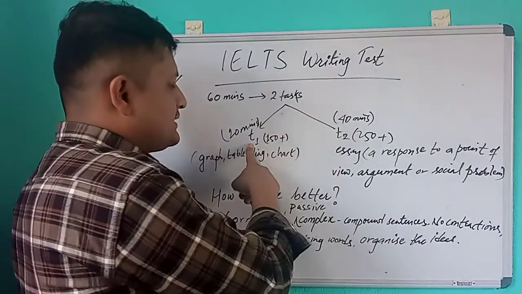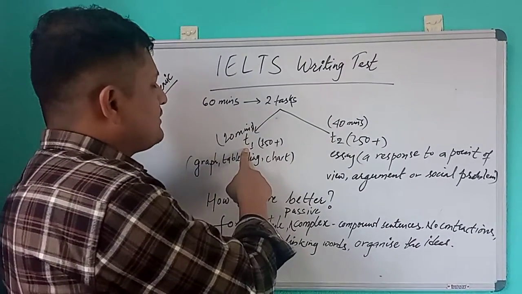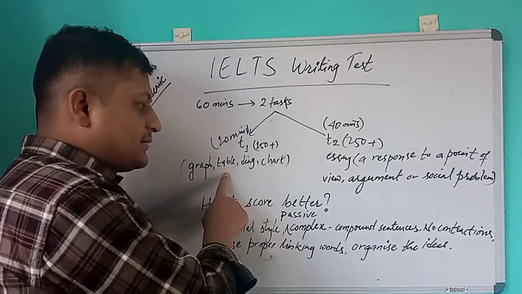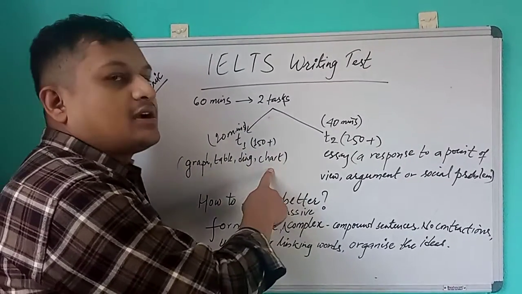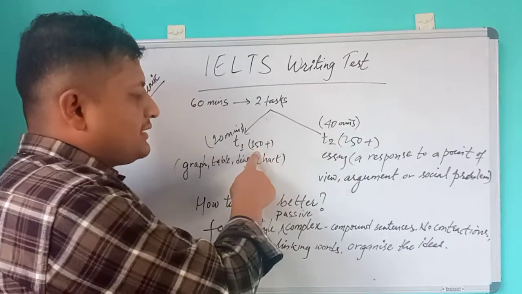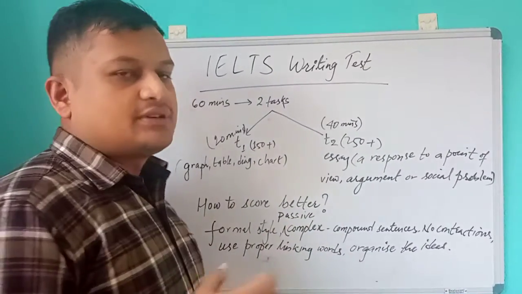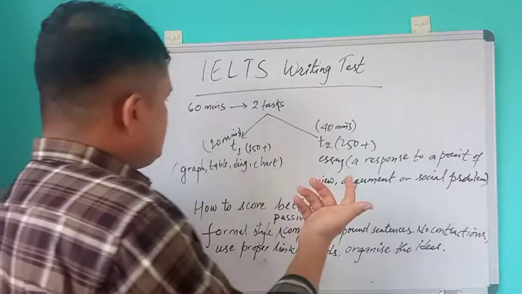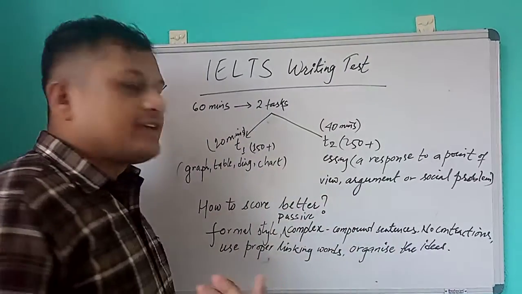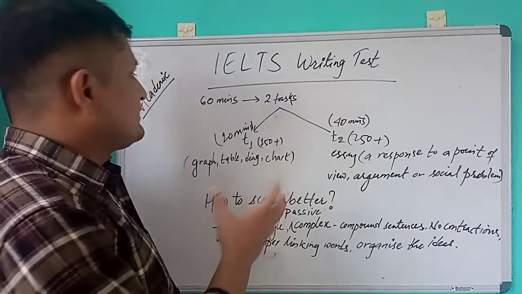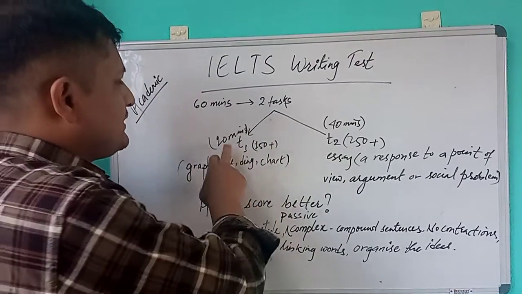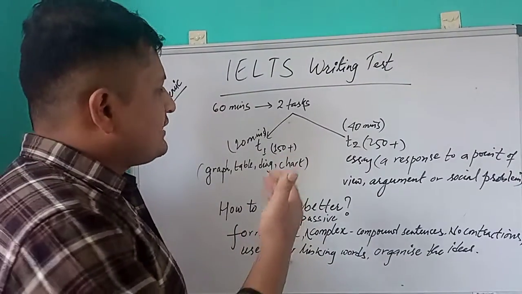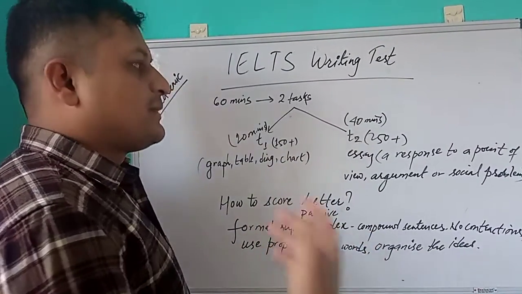So task 1 is a little bit shorter, where you have to describe the given graph, table, diagram or chart in not less than 150 words. It'll take about 20 minutes of time for you, but you won't be told to complete it within 20 minutes or something. You have to do it on your own. You have to divide it on your own as per your plan.